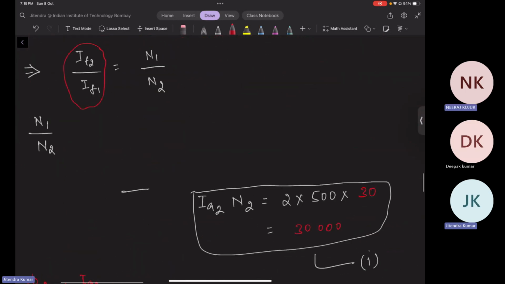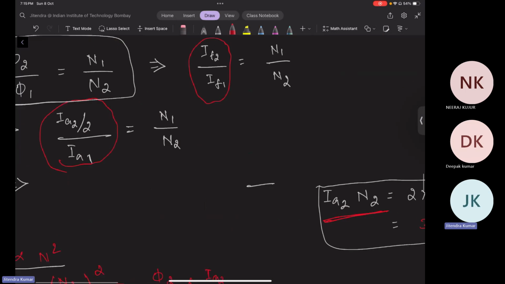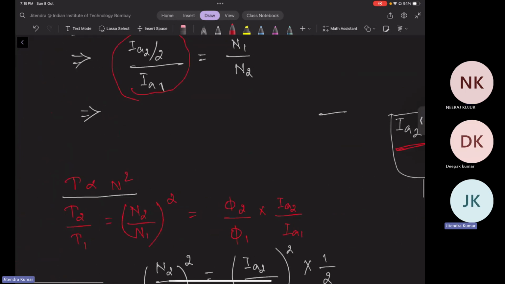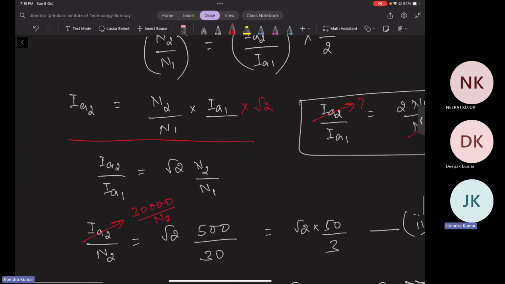From EB being the same, EB2 by EB1 is equal to 1, we ended up with IA2 into N2 is equal to 30,000. And when torque is proportional to speed square, we got this expression: I2 by N2 is equal to root 2 into 500 by 30. So I think here we have made a mistake.